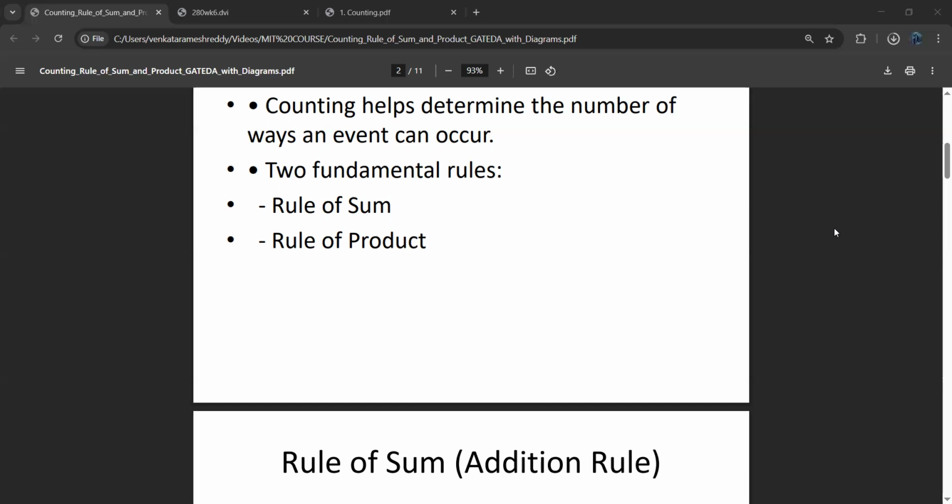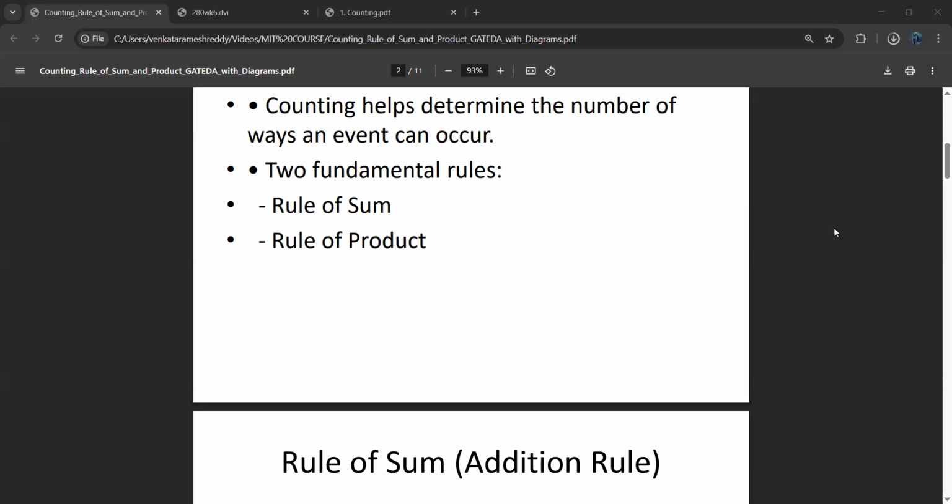So the counting principle is a set of rules that can be used to count the number of possible outcomes in a sample space. Counting also helps in determining the number of ways an event can occur. Suppose there is an event to occur; counting will determine in how many ways this event can occur. To determine that, the counting principle is useful.